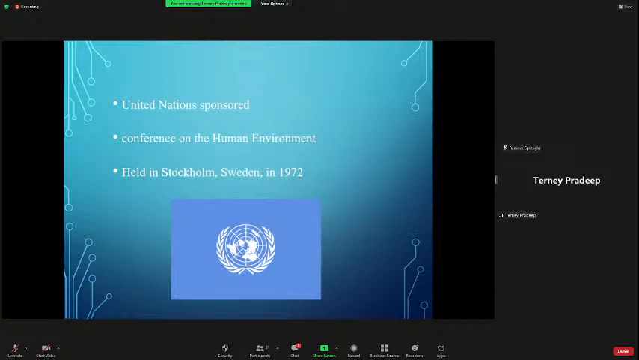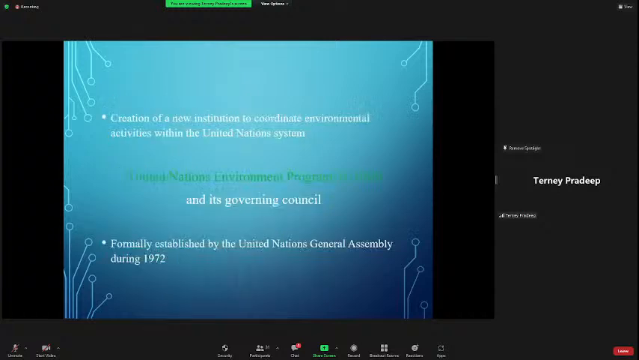As a result of this conference they established a new agency called UNEP. You know UNEP, the United Nations Environment Programme, they established, right? In 1972 they organized it, and in the United Nations General Assembly they formally established UNEP.